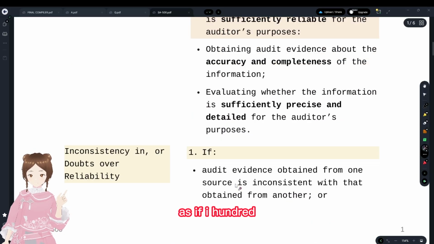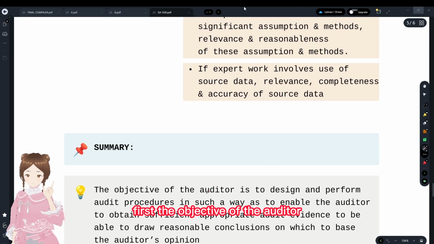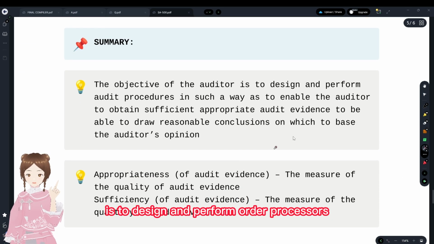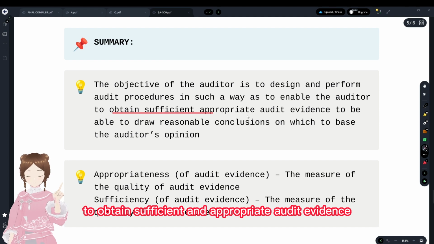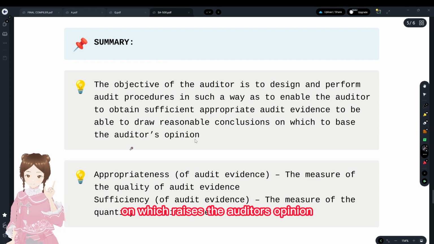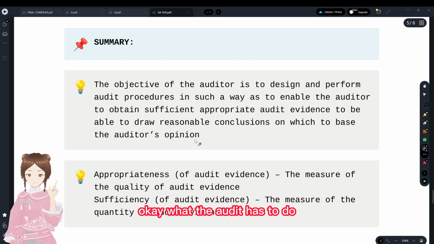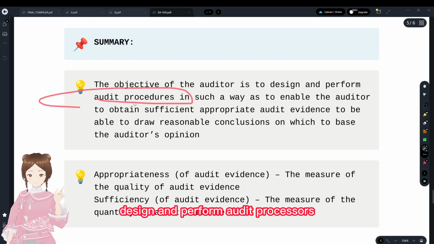And now we'll see SA 500. As usual, we'll go with the objectives of the auditor first. The objective of the auditor is to design and perform audit procedures in such a way as to enable the auditor to obtain sufficient and appropriate audit evidence to be able to draw reasonable conclusions on which to base the auditor's opinion. What the auditor has to do is design and perform audit procedures.